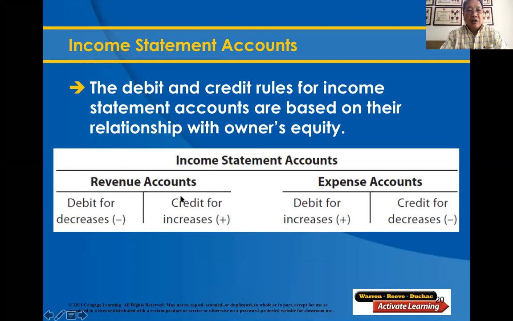Now, tumaas ang income mo, credit. Nadagdagan ang kita mo, fees earned, credit. Nabawasan ang income, debit. Dumami ang expense, debit. Nabawasan ang expense, credit. Minsan nakakalito. Sa umpisa nakakalito yan. Pero basahin nyo lang ng basahin ng libro, maintindihan niya.